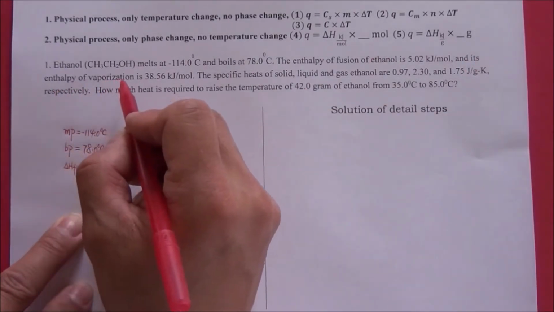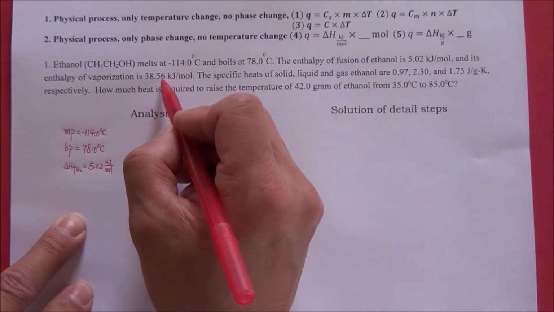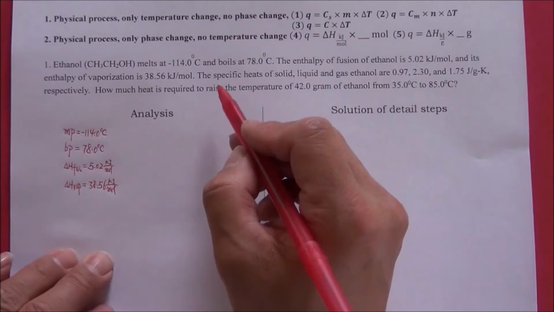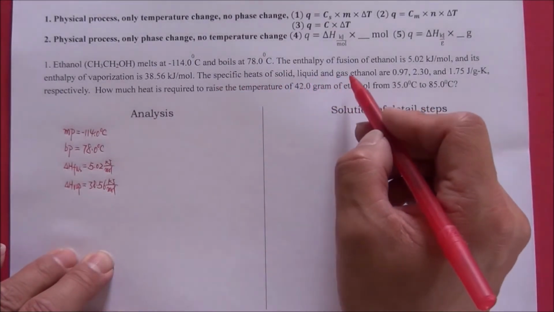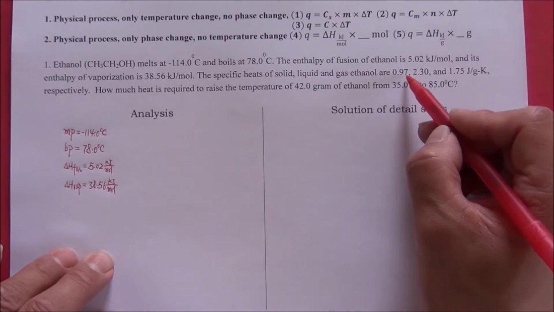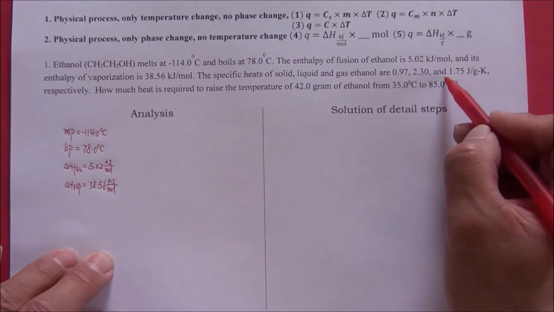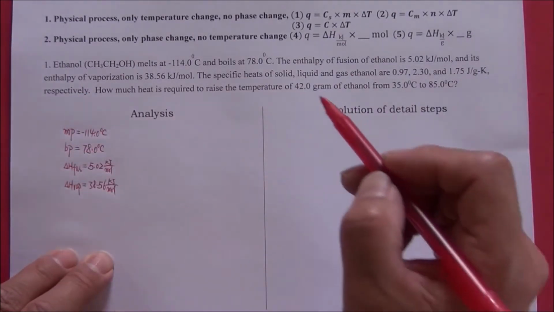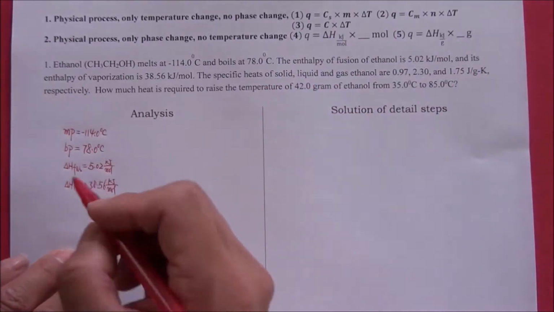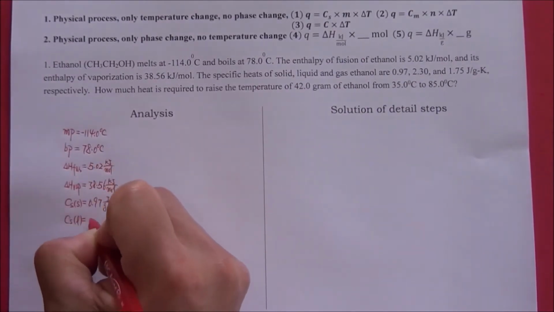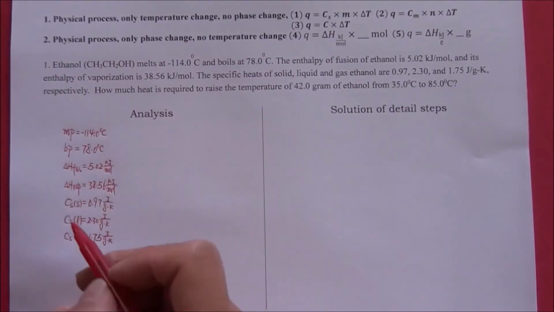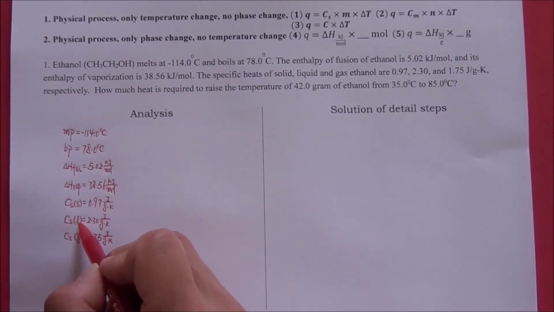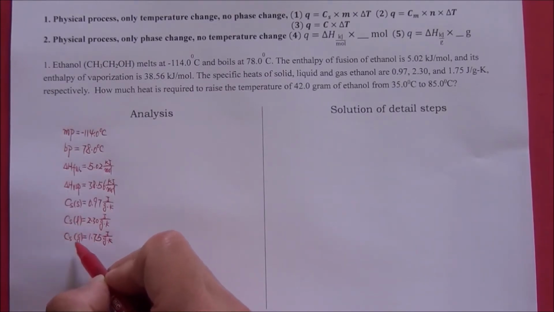And its enthalpy of vaporization is 38.56 kilojoule per mole. The specific heats of solid, liquid, and gas ethanol are 0.97, 2.30, and 1.75 joule per gram per Kelvin, respectively. We get three specific heats: specific heat of solid, specific heat of liquid, and specific heat of gas.